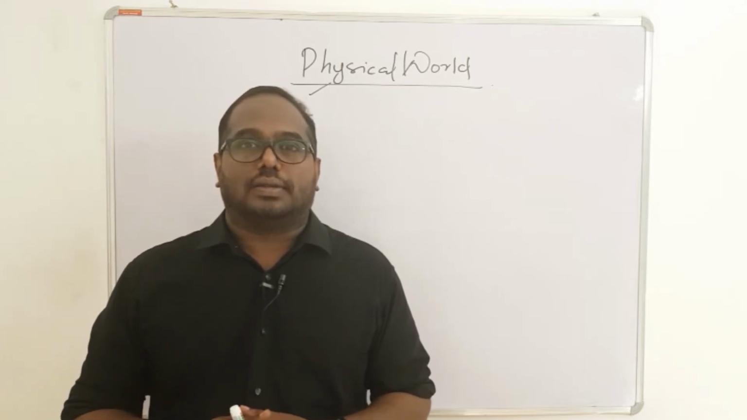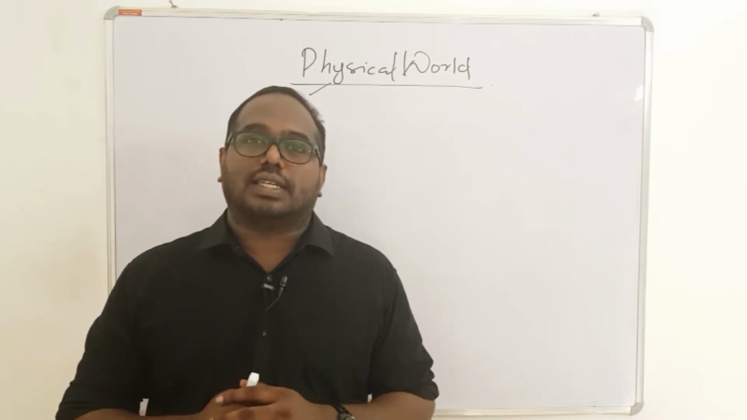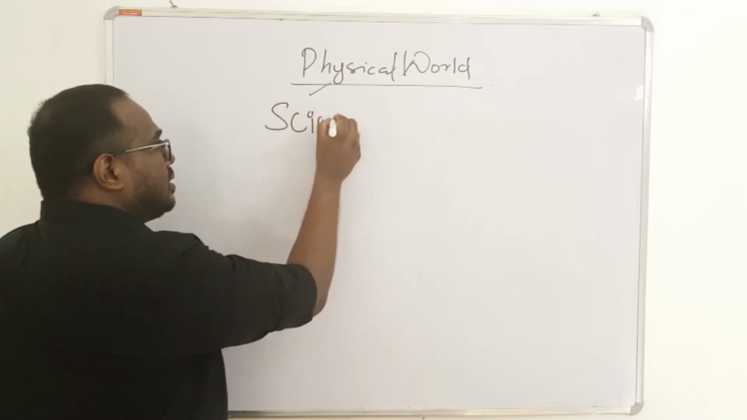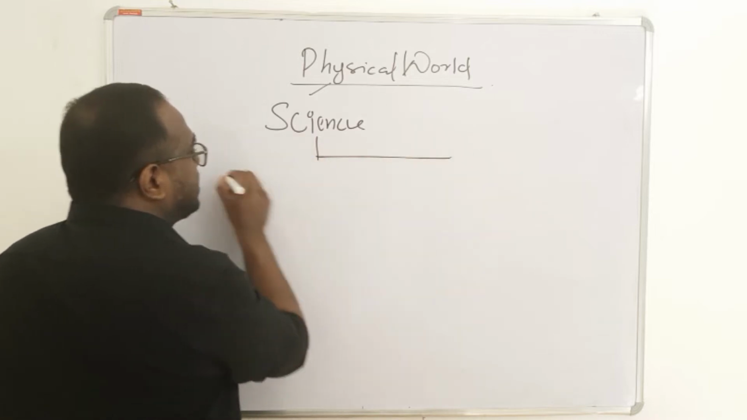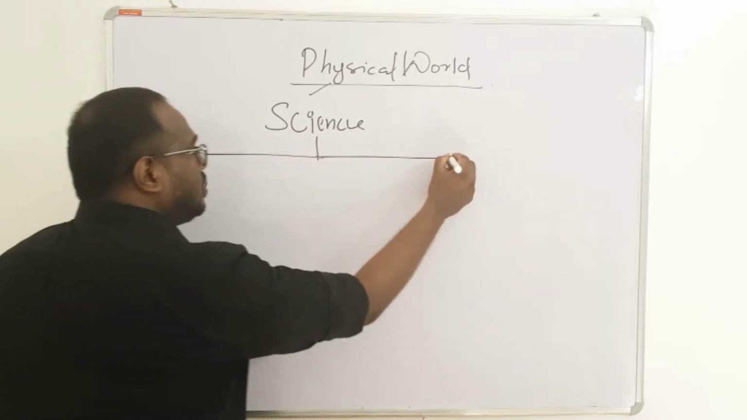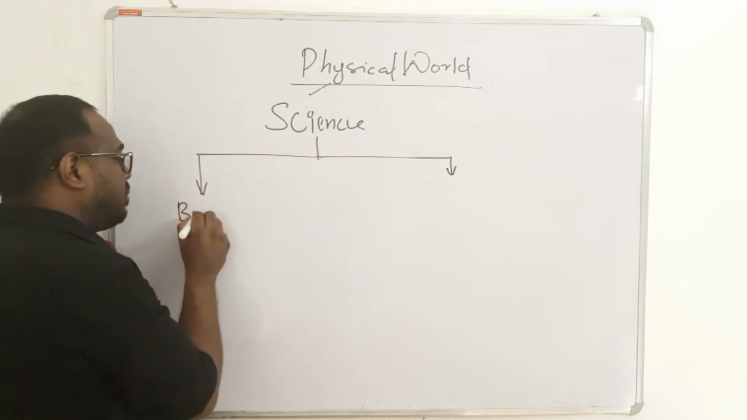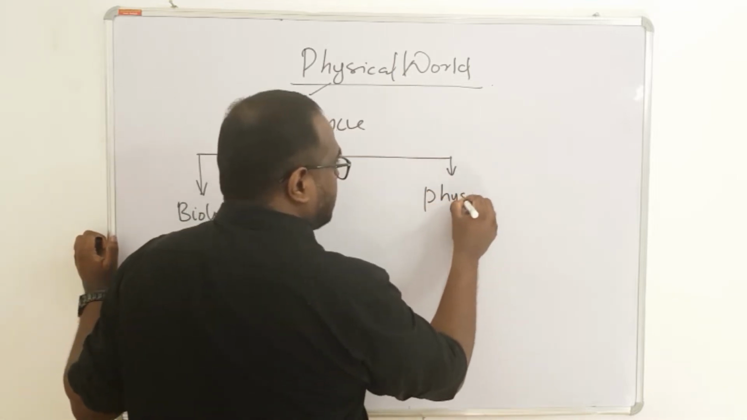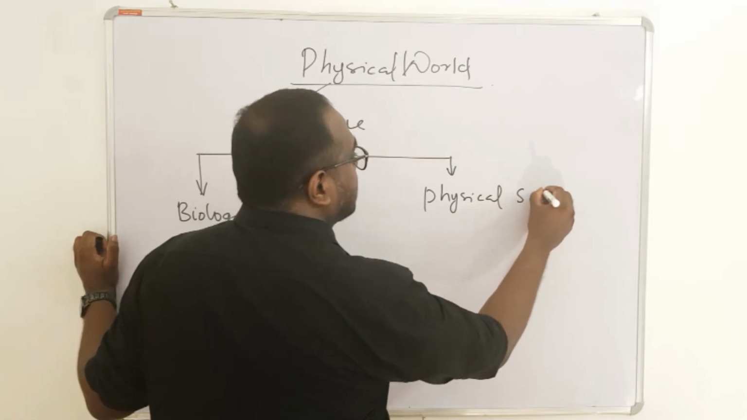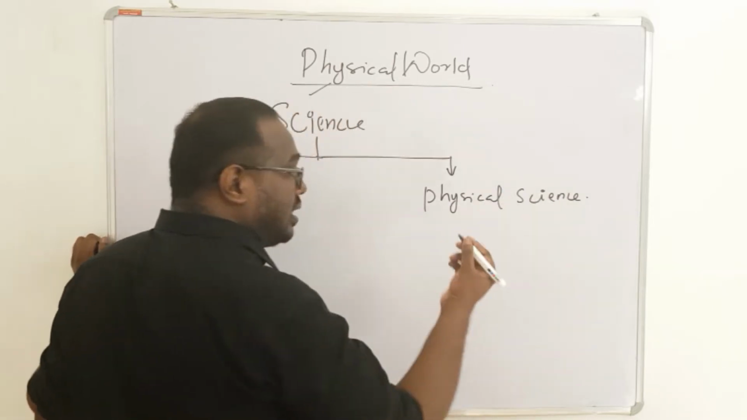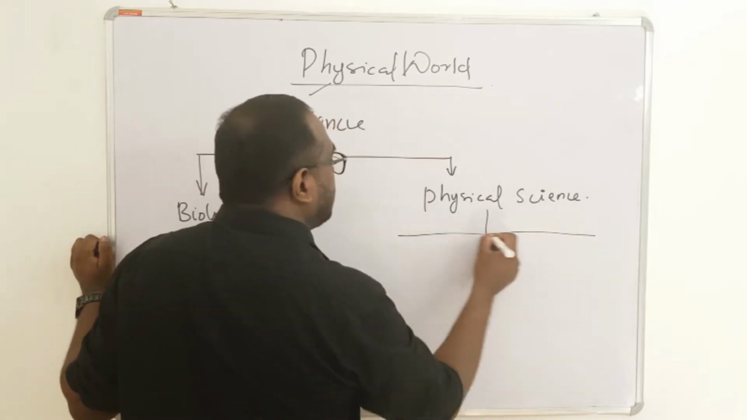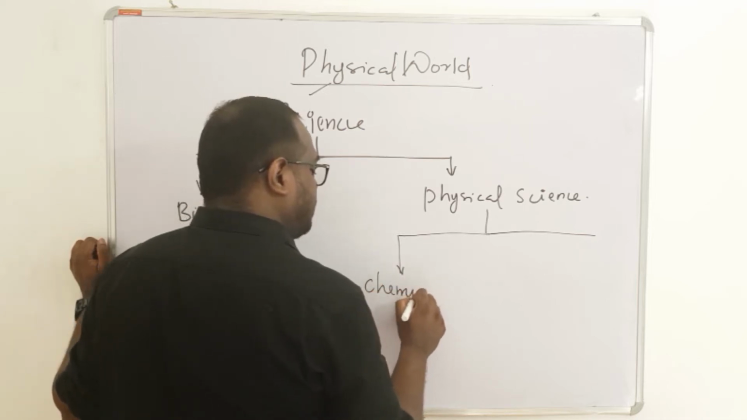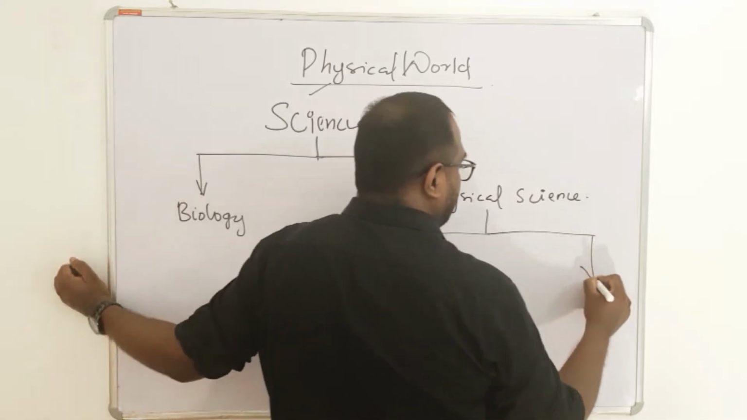Okay, let's begin. In 10th grade, you have studied the science subject, right? The science subject is divided into two. The first one is biology. The second is physical science. Again, this physical science is classified into two. The first one, chemistry, and the second is physics.